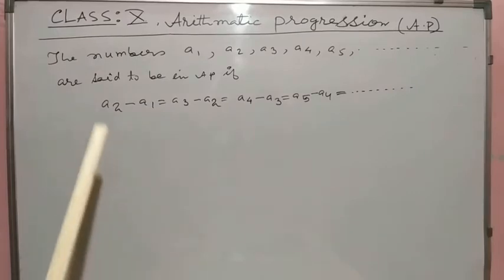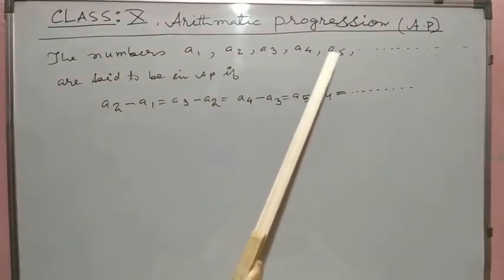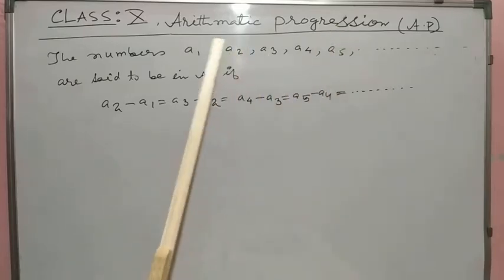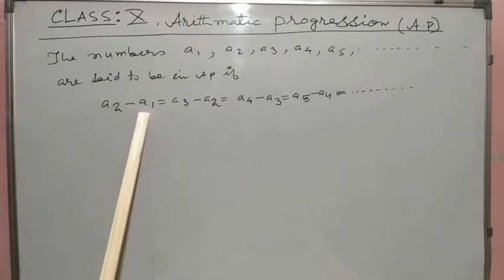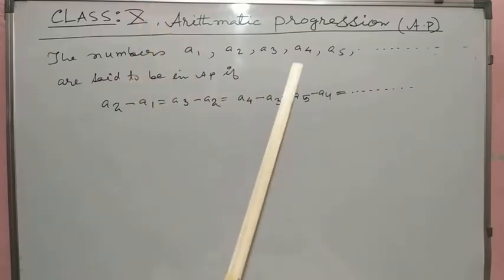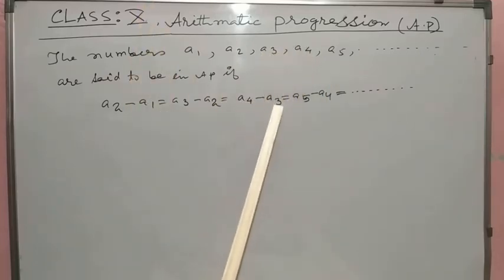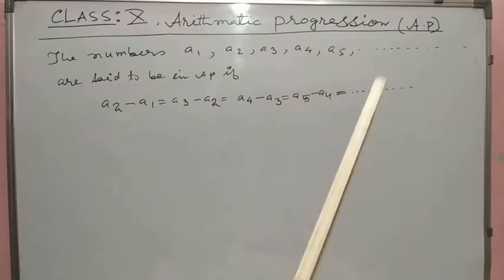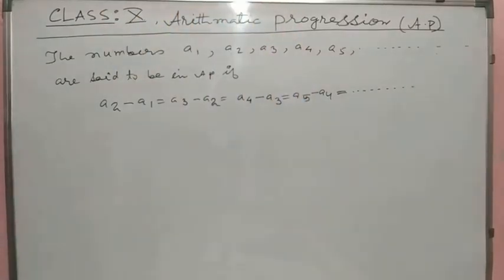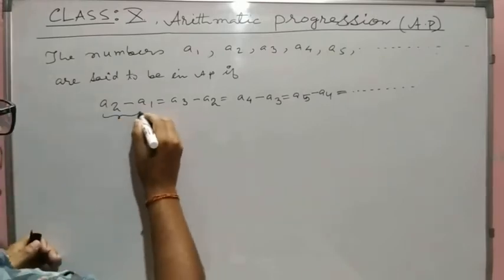So now again you see the numbers, suppose A1, A2, A3, A4, A5 and so on are some numbers. This is a list of numbers. They are said to be in AP. When will they be in AP? If the second term minus the first term is equal to the third term minus the second term, is equal to the fourth term minus the third term, is equal to the fifth term minus the fourth term. If any list of numbers satisfies this condition, then also we can say that these are in AP. That is, this difference should be the same.